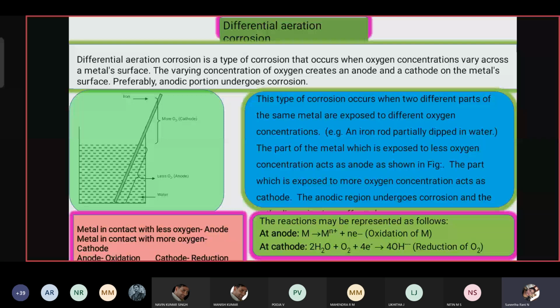For example, if we want to control differential metal corrosion, how can we control it? Instead of taking two different metals, we can selectively take only one metal and do the piping constructions or any purpose. That way you can avoid differential metal corrosion.